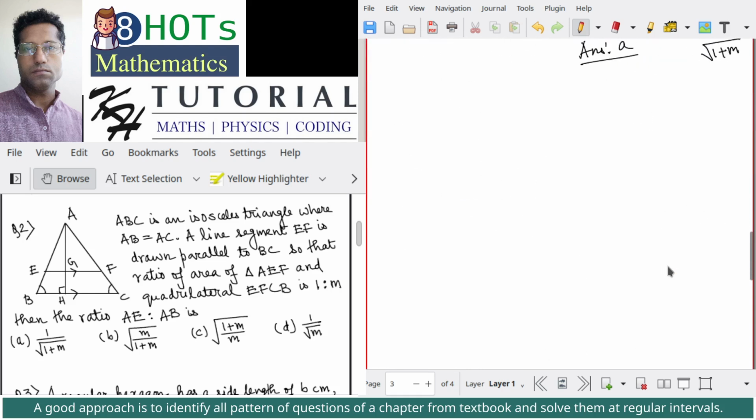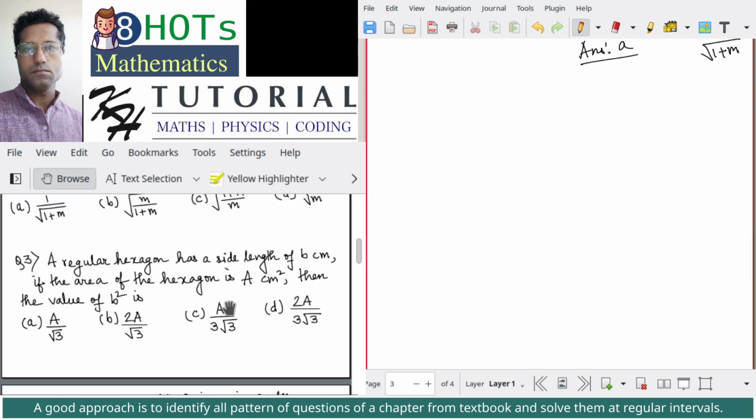Okay, let's do the next problem. Question number 3. A regular hexagon has a side length of b centimeter. If the area of the hexagon is A centimeter square, then the value of b square is. Side length of a regular hexagon is given, its area is given to be A centimeter square, then the value of b square is.